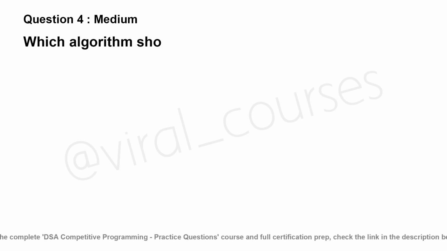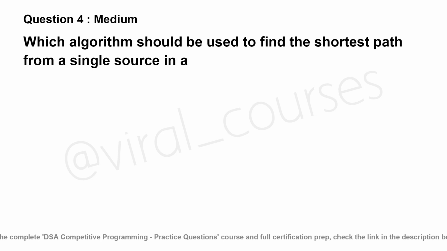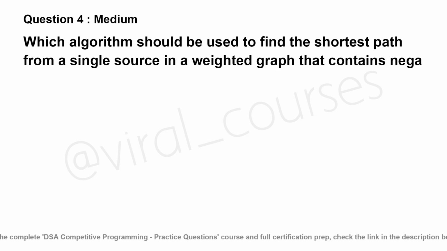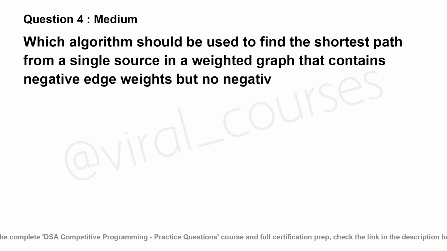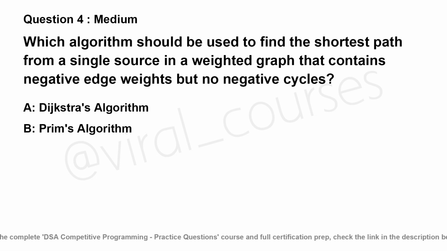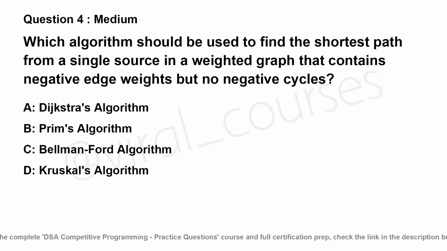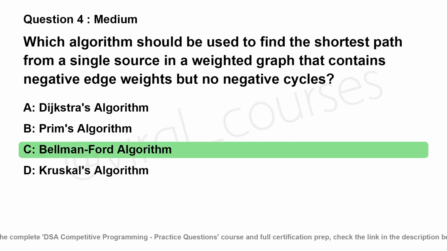Which algorithm should be used to find the shortest path from a single source in a weighted graph that contains negative edge weights but no negative cycles? Option A, Dijkstra's algorithm. Option B, Prim's algorithm. Option C, Bellman-Ford algorithm. Option D, Kruskal's algorithm. The correct answer is C.